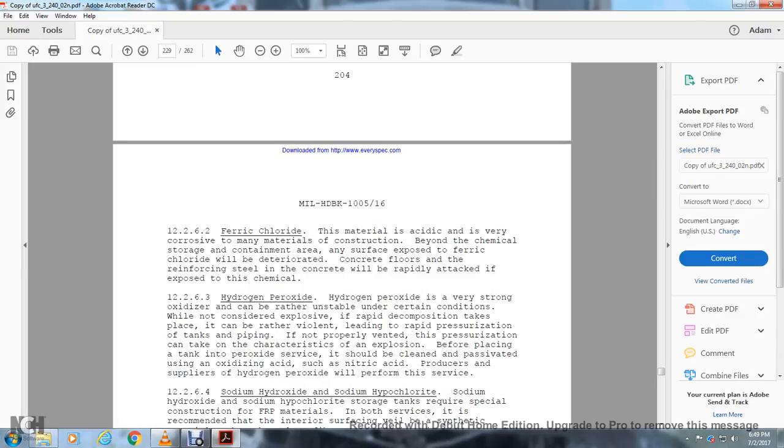12.2.6.2. Ferric chloride. This material is acidic and causes corrosion of many materials, including corrosion beyond the chemical storage containment area; any surface exposed to the ferric chloride will deteriorate. Concrete floors and reinforcing steel in concrete will be rapidly attacked when exposed to this chemical.